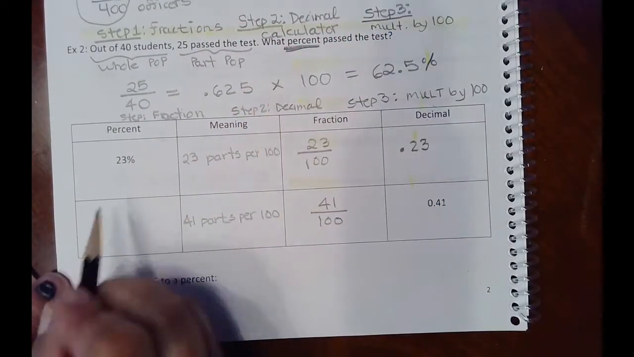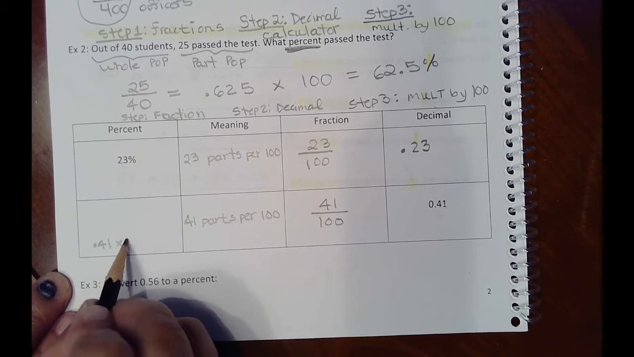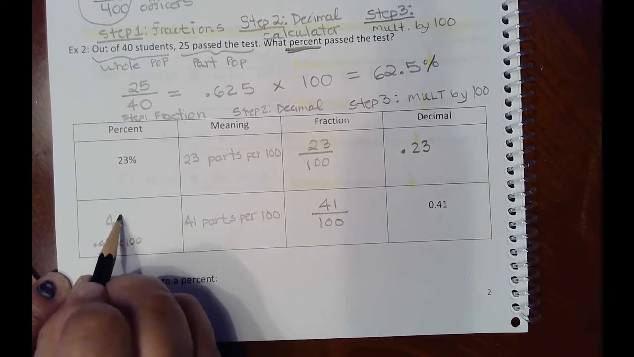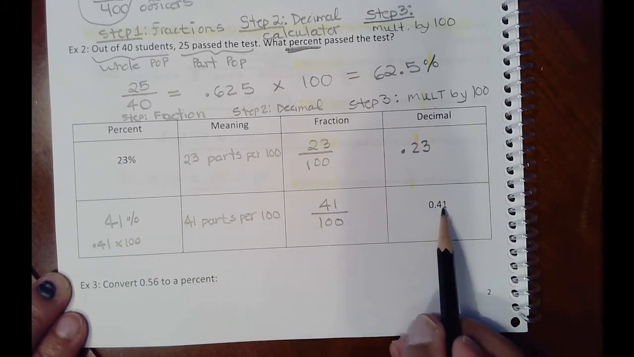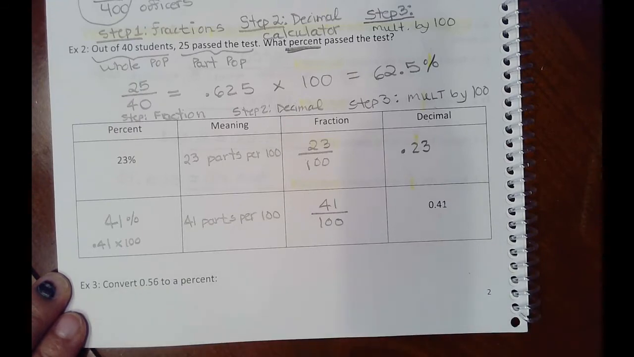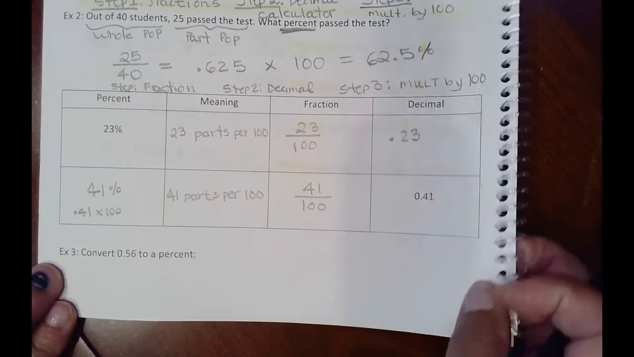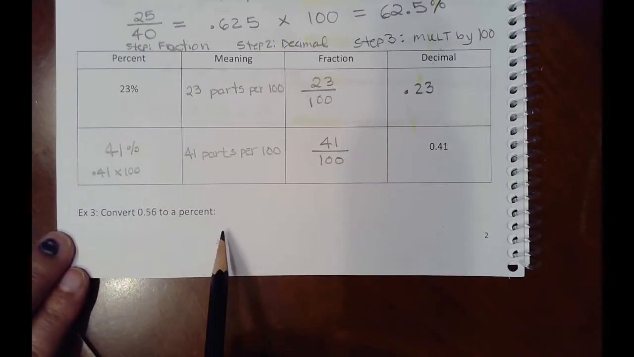I don't want to mess that up. So you could take the 0.41 that they originally gave you, and you can do it this way. Multiply by 100. That will give you 41%. Or you can just take this and slide it over 2 places to the right, and that'll give you 41%. So either way. In example 3, we are asked to convert 0.56 to a percent.